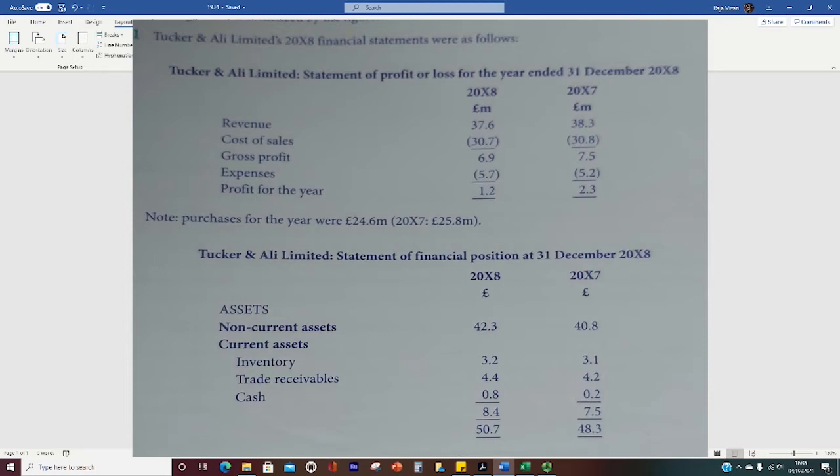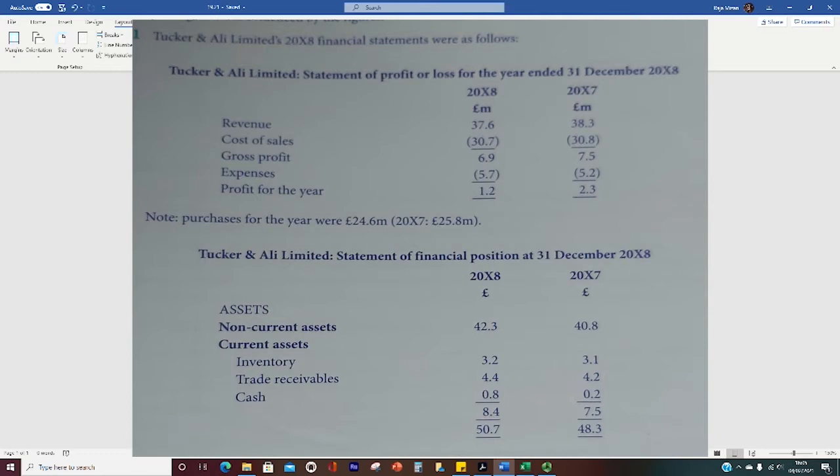Tucker and Ali Limited 20x8 financial statements were as follows. Tucker and Ali Limited, this is the title of the statement of profit or loss. This used to be called income statement. The new name is statement of profit or loss for the year ended 31st December 20x8. We have 2 years data, 20x7 and 20x8.